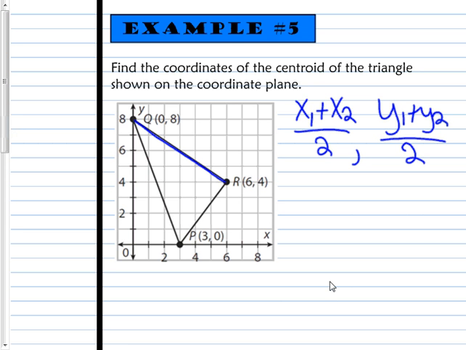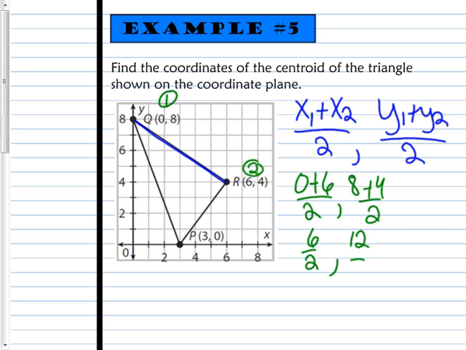Okay, so I'll do this one first. This will be my 1. This will be my 2. So, okay, my apologies, an announcement came on. So 0 plus 6 over 2, comma, and then 8 plus 4 over 2. So 6 over 2, 12 over 2, 3, 6. So 3, 6. There's my first median. So from here to here.